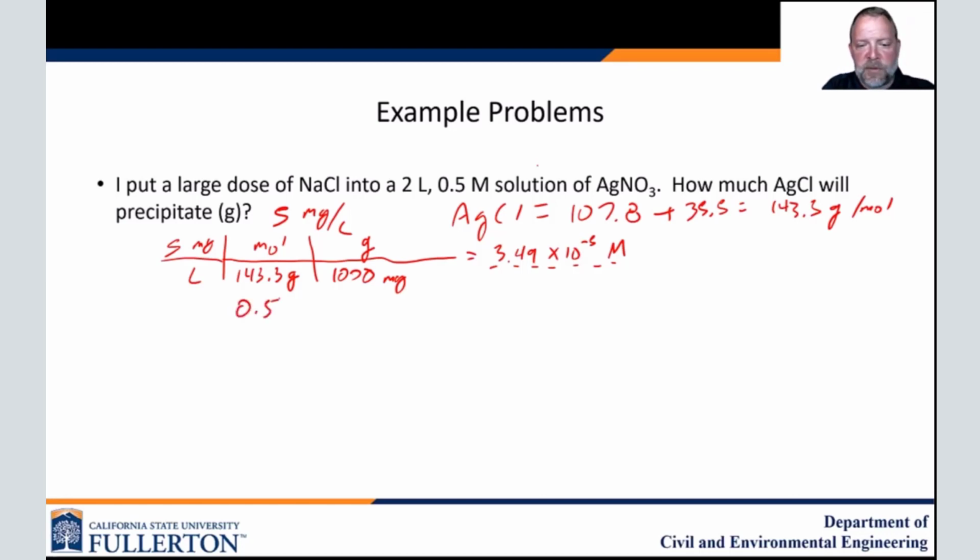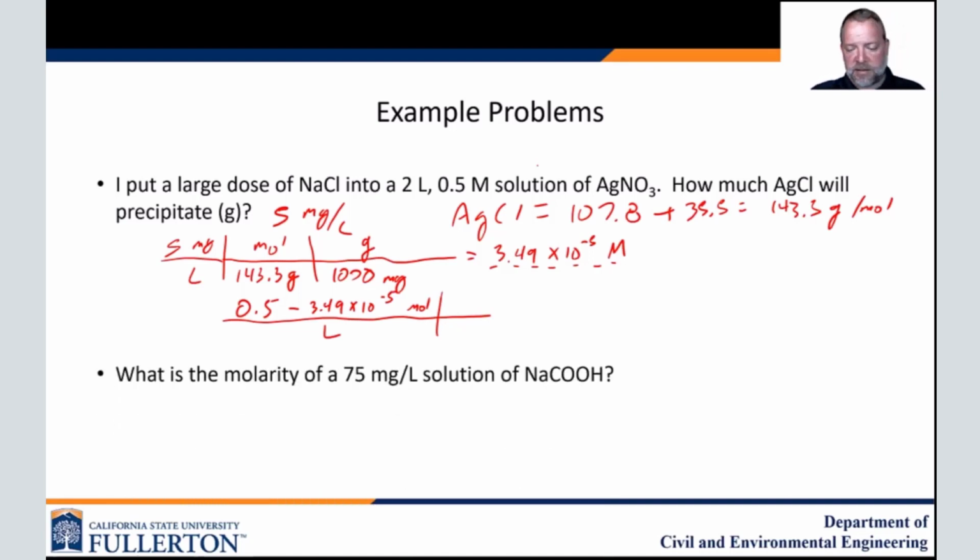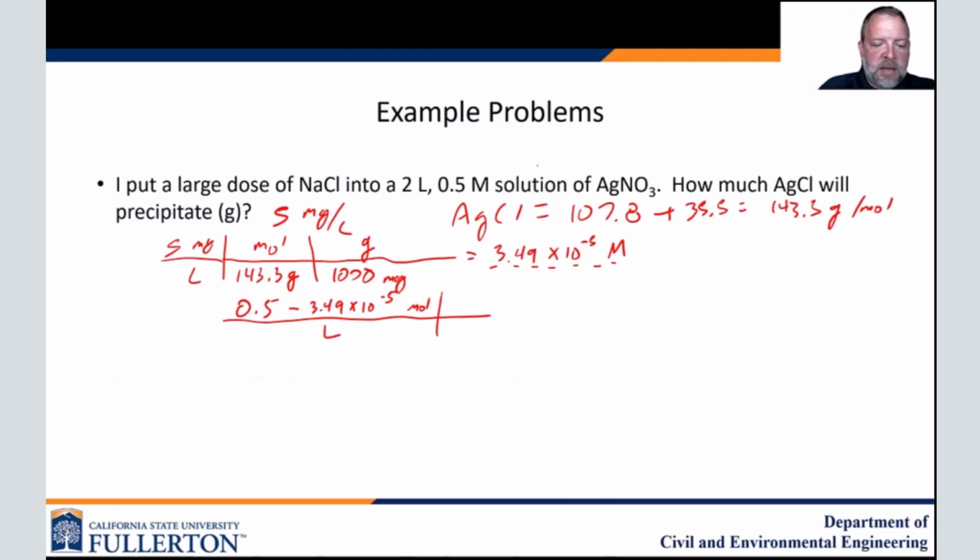because there's 1 mole of silver in silver nitrate, there's 1 mole of silver in silver chloride, we know it's a 1-to-1 ratio. So 0.5 minus 3.49 times 10 to the negative fifth moles per liter is the difference we'd expect to see. We started out with 0.5. And we know that when this reaction is done, there's going to be 3.49 times 10 to the negative fifth molar that will still be in solution. So that's just the solubility. So there will still be some in solution, a very small amount.